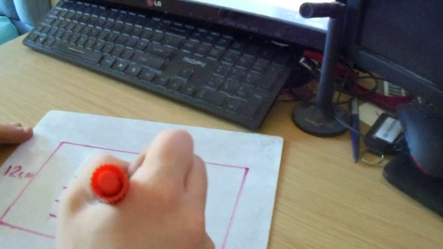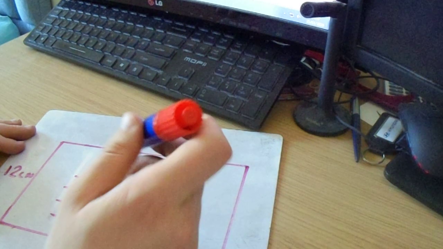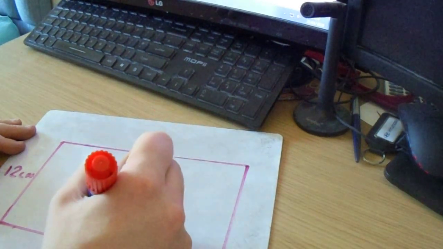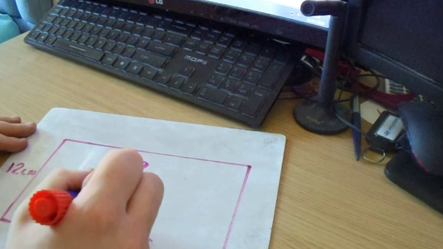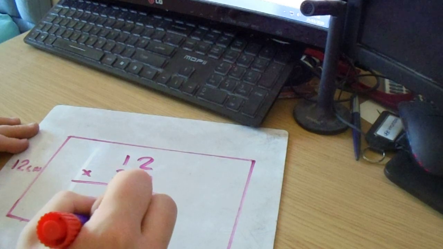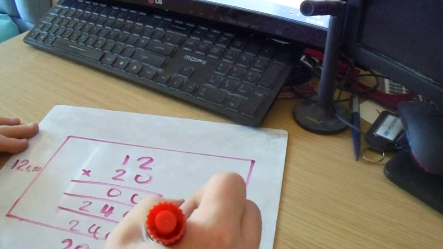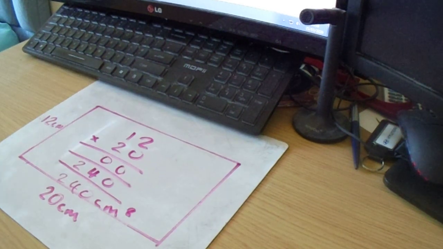0 times by 2 is 0. 0 times by 1 is again 0, and then I can do 2 times 2, which is 4, and I can do 2 times 1, which is 2, which gives me an answer of 240 centimetres squared. So there you go, that is finding the area.